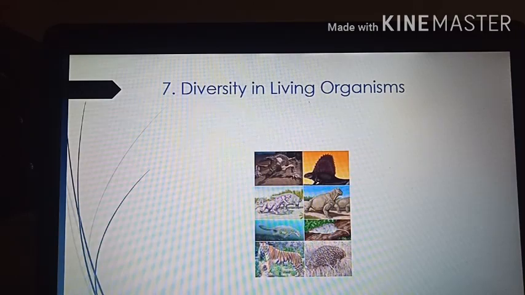Seventh chapter of Standard 9 is Diversity in Living Organisms. We all know that on the Earth, there are many types of living organisms. We will discuss about its diversity in this chapter. We will learn about what is the basis of classification. What are the characteristics used for hierarchy classification?